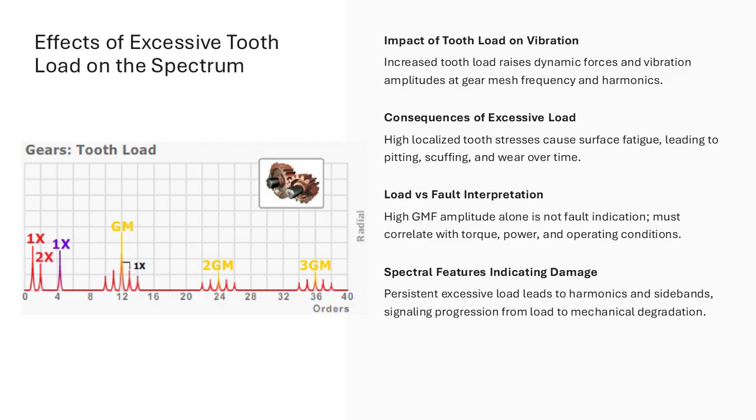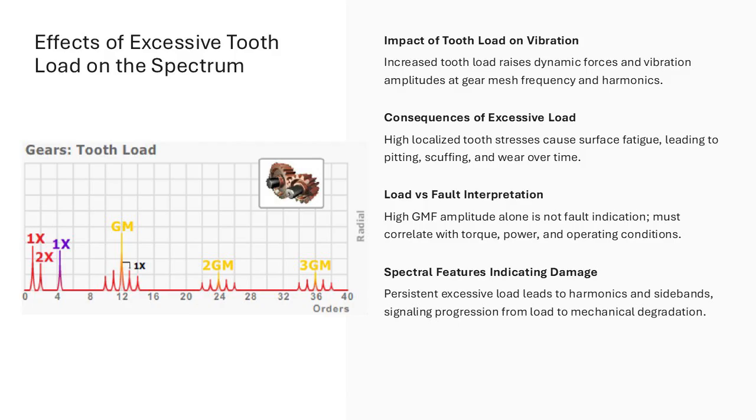High localized stresses can accelerate surface fatigue, leading to pitting, scuffing, and wear. In the vibration spectrum, this may initially appear as a gradual increase in GMF amplitude without pronounced sidebands. Over time, as wear develops, modulation effects may introduce sidebands at the rotational frequency of the loaded gear. It is important for engineers to avoid misinterpreting high GMF amplitude as an immediate fault indication.